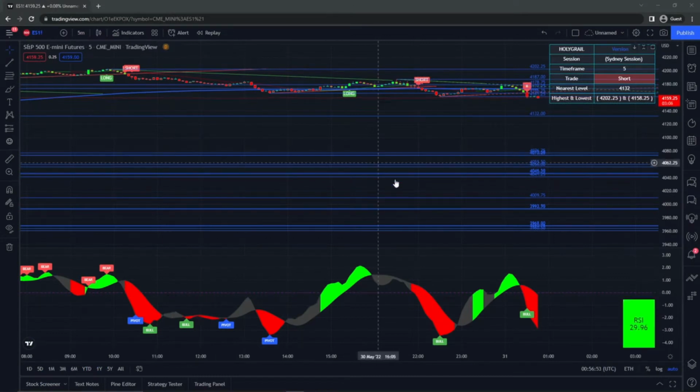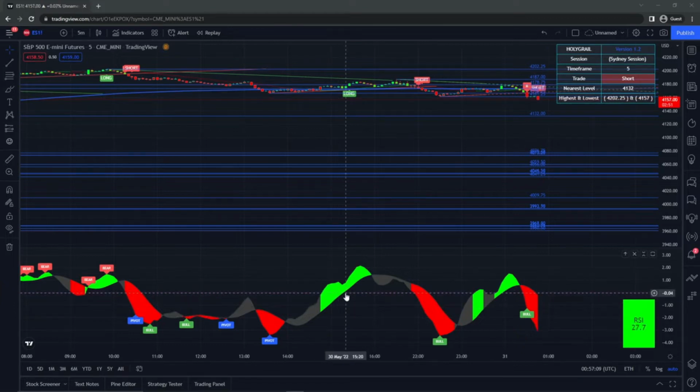Today I'm going to go ahead and explain the HolyGrail strength. That's this indicator here on the bottom. Essentially what we have here is a custom MACD with the RSI built into it. So let me explain essentially how this works.